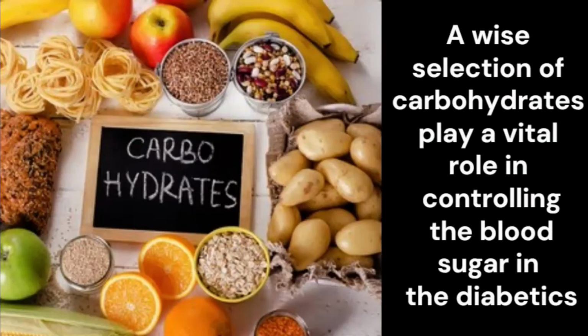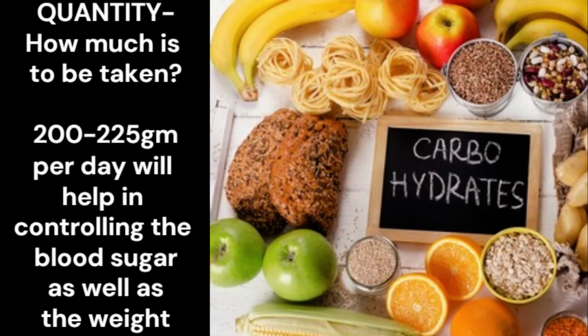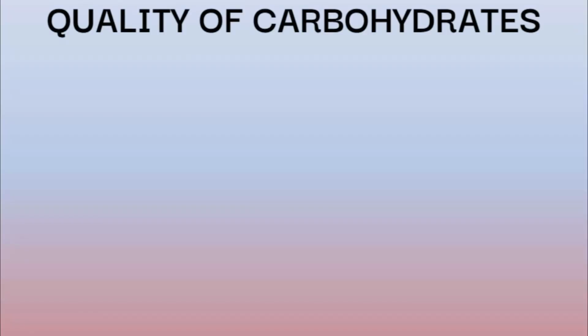Wise selection of carbohydrate plays a vital role in controlling the blood sugar by the diabetics. Now, quantity and quality of carbohydrate plays a vital role. Quantity. Now, how much to be taken? Around 200 to 225 grams of carbohydrate per day will help in controlling the blood sugar as well as controlling the weight. Now, coming to the quality of carbohydrate.